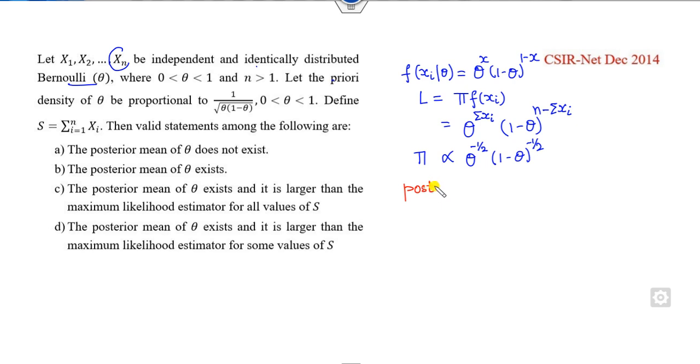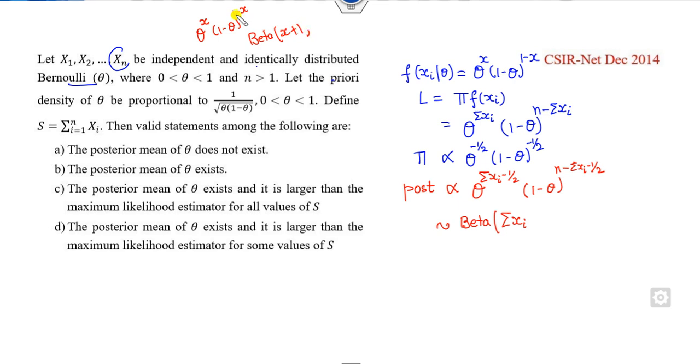Then we can define the posterior probability. I can multiply them. It will be theta raised to power summation xi minus half times 1 minus theta raised to power n minus summation xi minus half. Which distribution does it follow? Can you find that? Yes, it is nothing but a beta distribution. What is the beta distribution? If I say theta raised to power x times 1 minus theta raised to power y, then it follows the beta distribution with parameters x plus 1 and y plus 1. So if I take this as the half, it will be plus half.